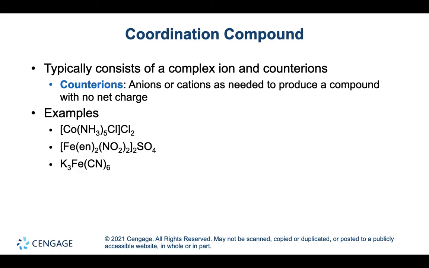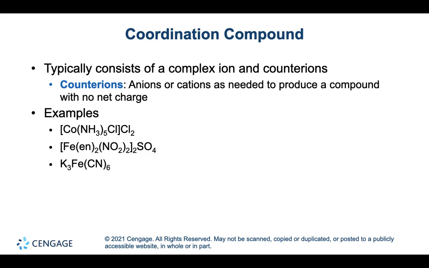For example, this is not a coordination compound, but in an ionic compound like calcium chloride, CaCl2, the calcium is Ca2+, and the two Cl- ions help it add up to no net charge. So we would say that the calcium is the counter ion of the chlorides, and the chlorides are the counter ion of the calcium.